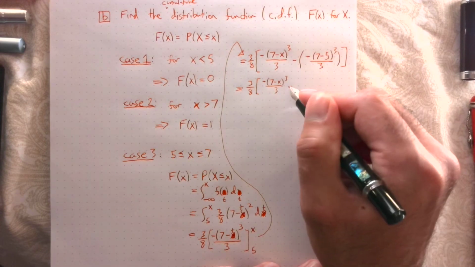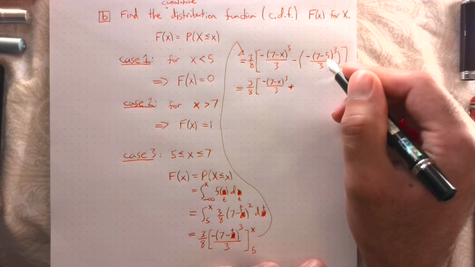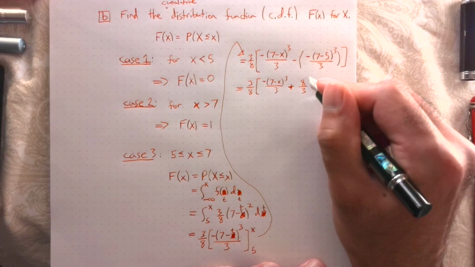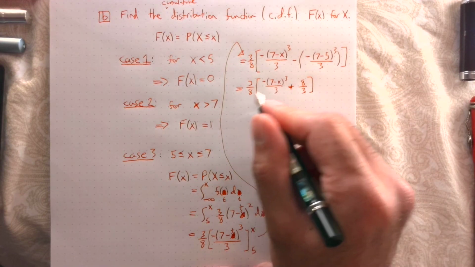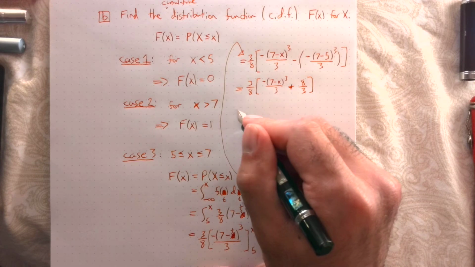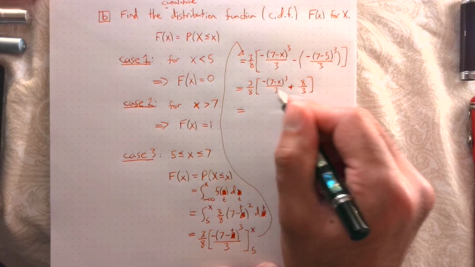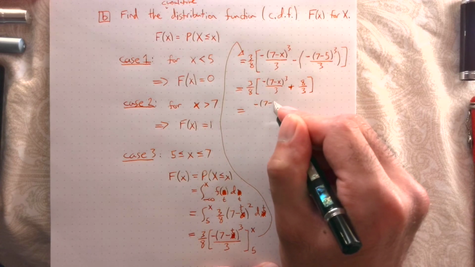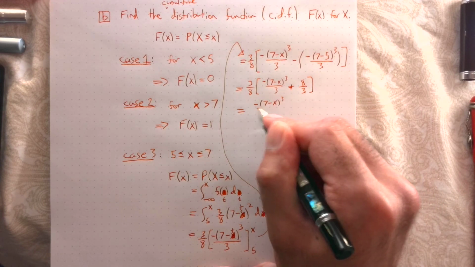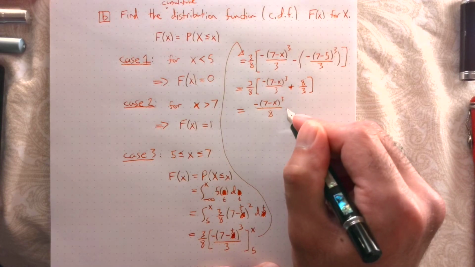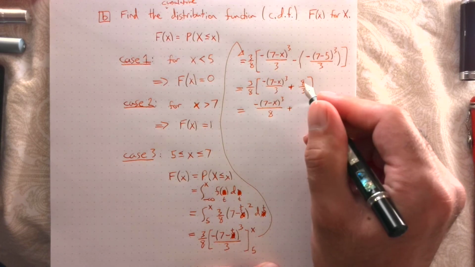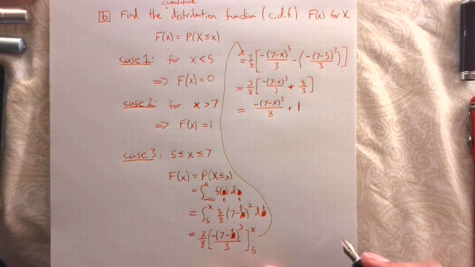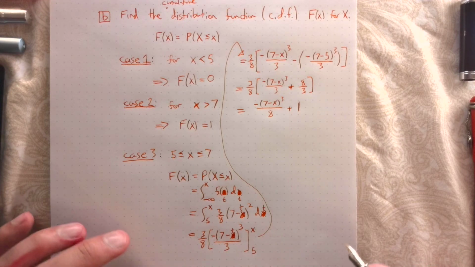And now this is going to be plus, when I distribute that minus, 2 cubed, which is 8/3. So now I can distribute this 3/8. On the first term, this 3 is going to cancel. So I'm going to get minus (7 minus x) cubed over 8. And when I distribute to the second one, this 8 is going to cancel and the 3 is going to cancel. So I'm going to get plus 1. So that should be my CDF, right?